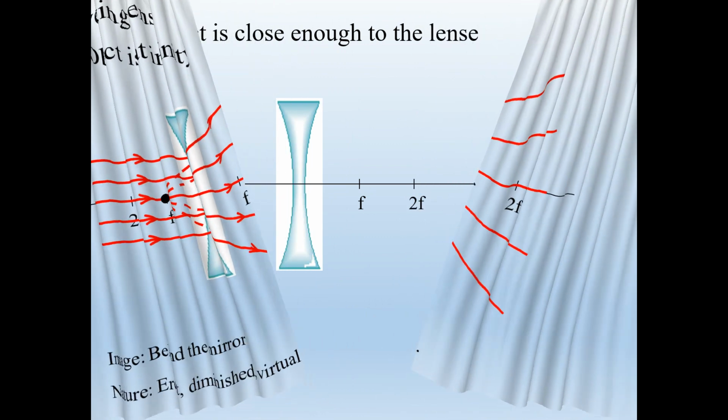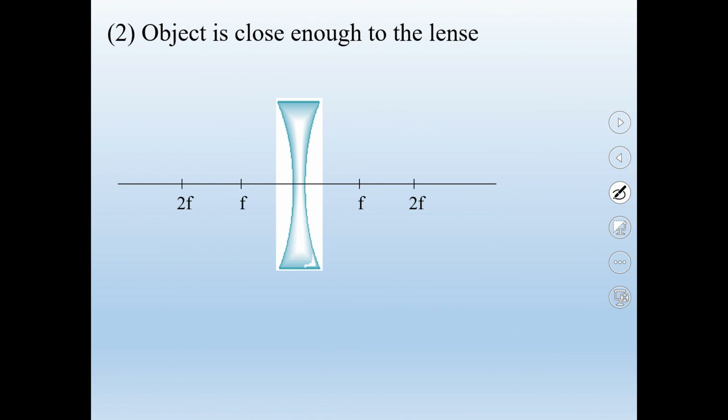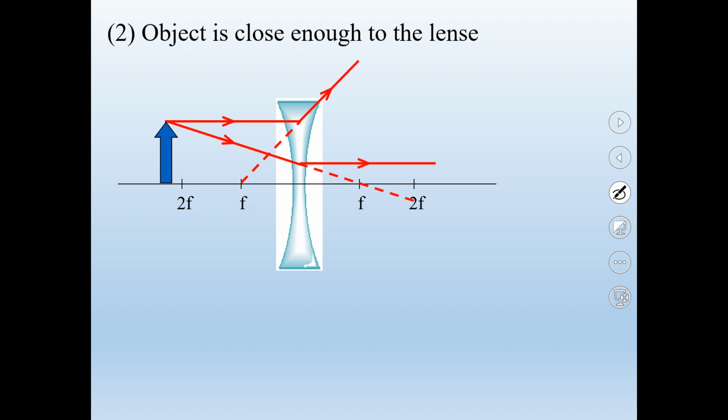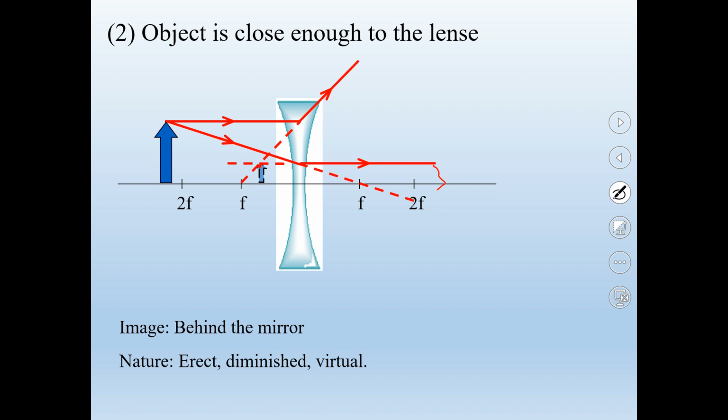Secondly, the object is close enough to the lens. First, we send a ray and draw the extended light. Secondly, we send one ray that passes through the focus point, and it is reflected and moves parallel to the principal axis. The extended lights connect to each other, and the connected point is the position of the image.